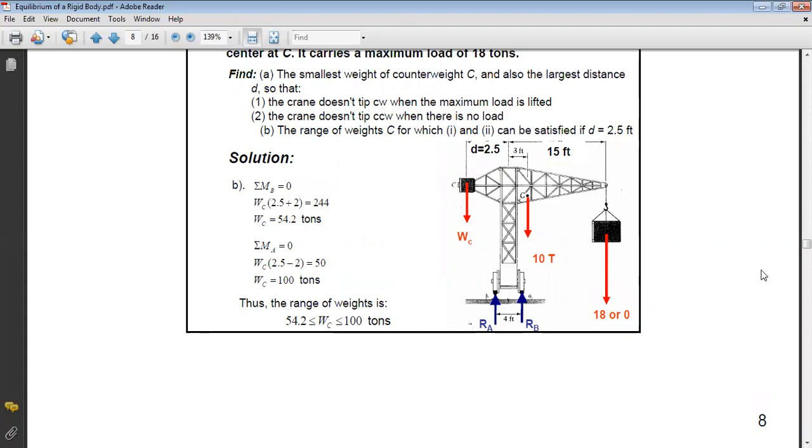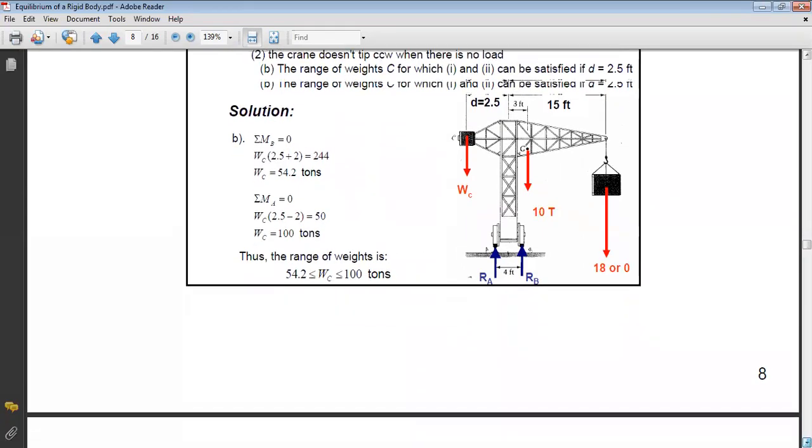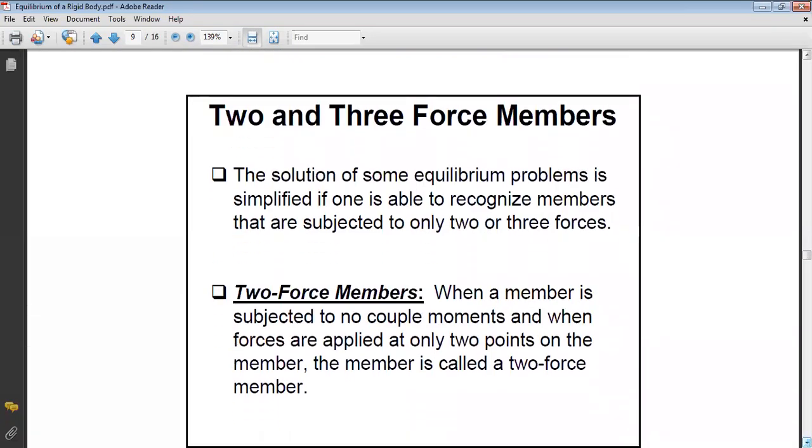So now, we will introduce the concept of two-force and three-force members. We will see that these concepts are very important because sometimes they facilitate the solution of our problem a lot. First, what is the definition of a two-force member? When a member is subjected to no couple moments, and forces are applied at only two points on the member, we say that it is called a two-force member.